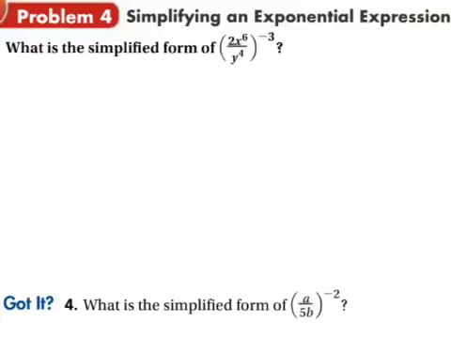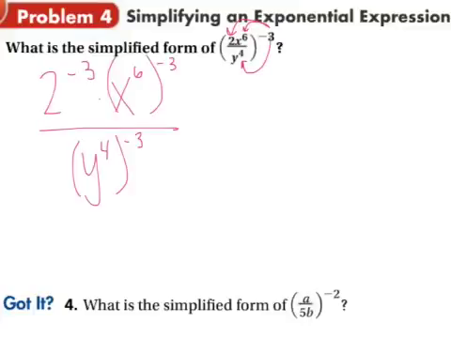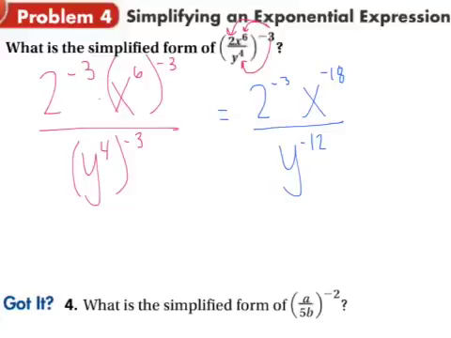This is problem 4, simplifying an exponential expression. What is the simplified form of 2x to the 6th over y to the 4th raised to the negative 3 power? Just like in the previous example, I'm going to take negative 3 and distribute it to every component in my numerator as well as every component in my denominator. I would have 2 to the negative third, x to the 6th to the negative third, and y to the 4th to the negative third. That would simplify as 2 to the negative third, x to the negative 18, and y to the negative 12.